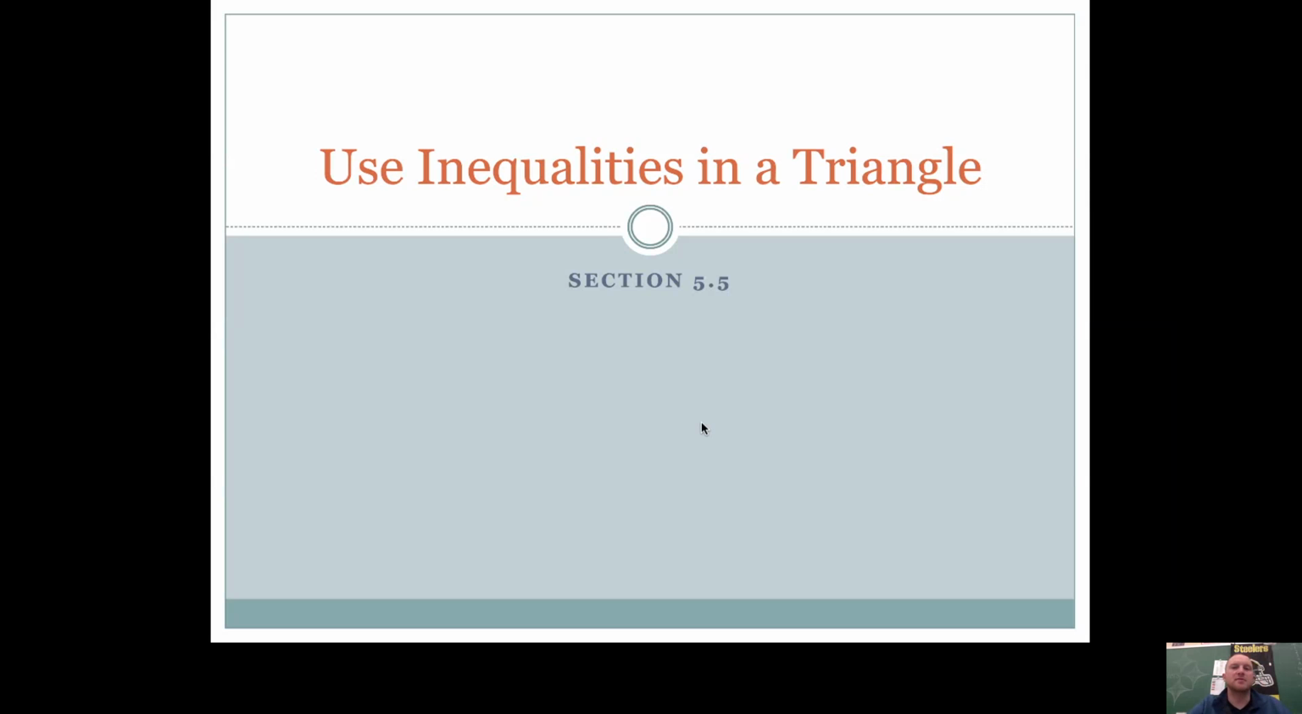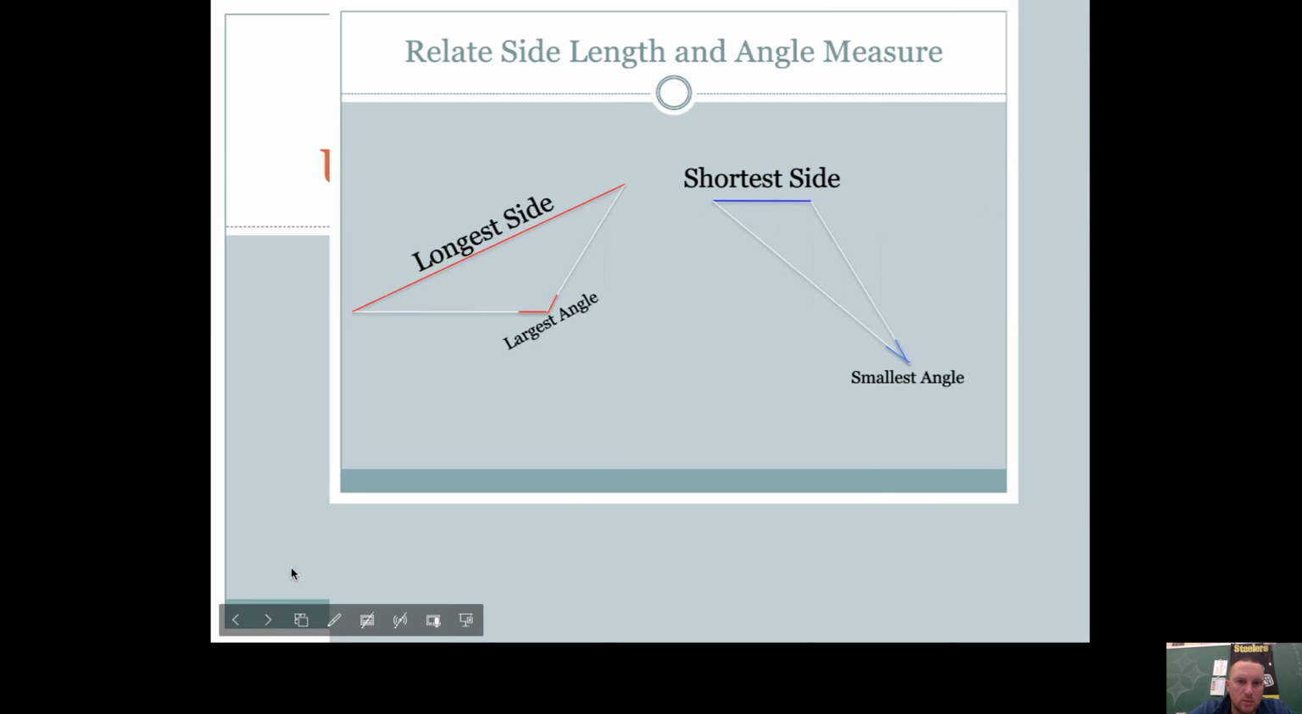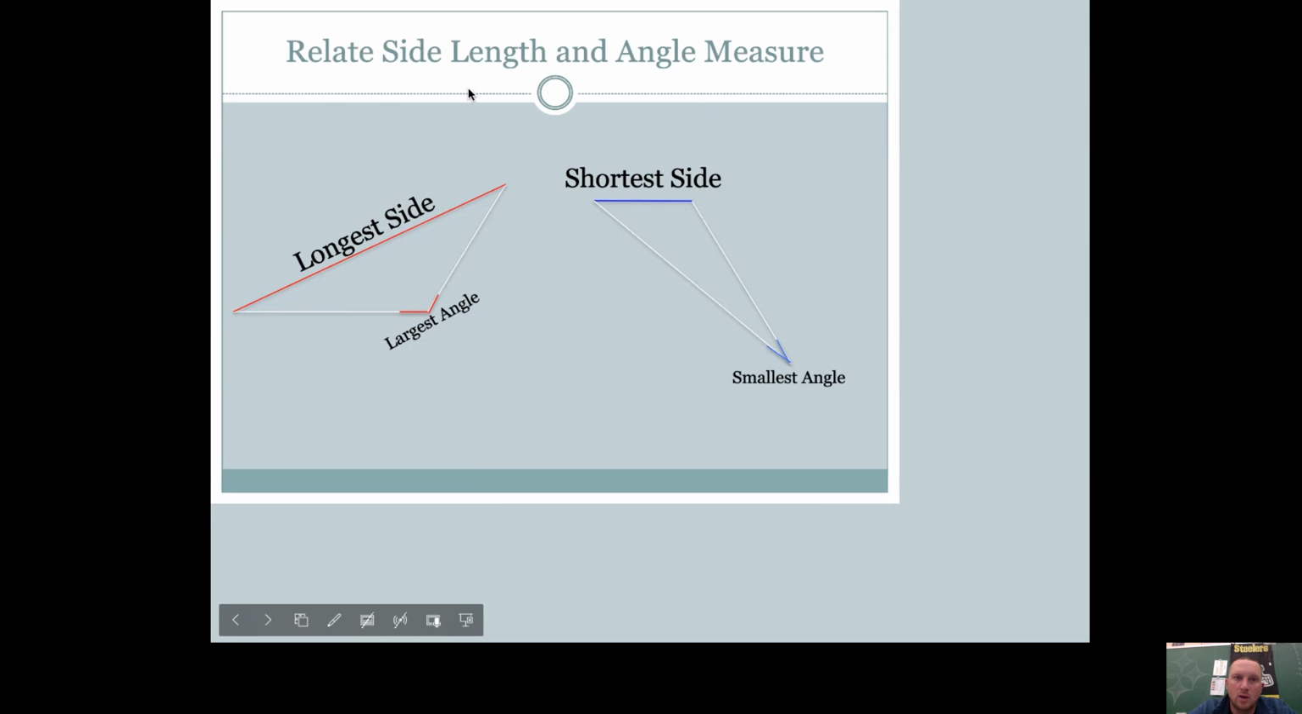This is section 5.5. We're going to use inequalities in a triangle. We're going to relate side length and angle measure. The longest side of this triangle is this red side, and the largest angle is this angle right here. The shortest side on this triangle is this blue one, and the smallest angle is this blue one.